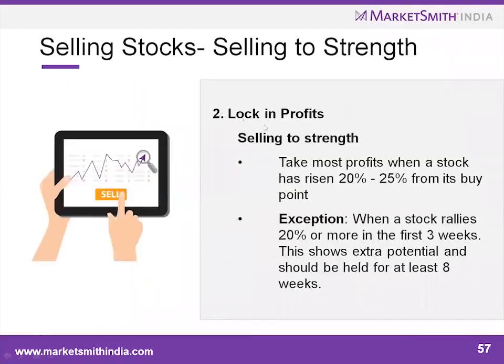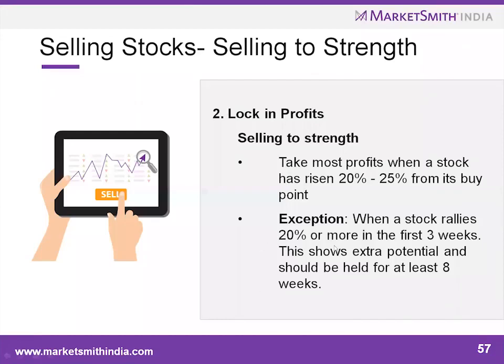Second reason to sell is lock in profits. Now, in this case, it's assumed that you're already sitting at a profit. So take most profits when a stock has risen 20 to 25% from its buy point, that's its pivot point. Post breakout, it has increased 20 to 25%, sell it. However, there is an exception to this rule. The exception is when a stock rallies 20% or more in the first 3 weeks post breakout. In that case, hold the stock for at least 8 weeks, because normally multi-bagger stocks have this kind of tendency, and these stocks tend to become multi-baggers.